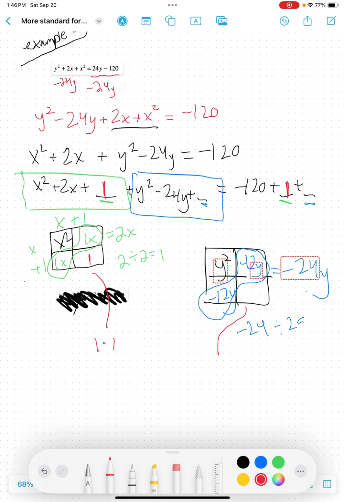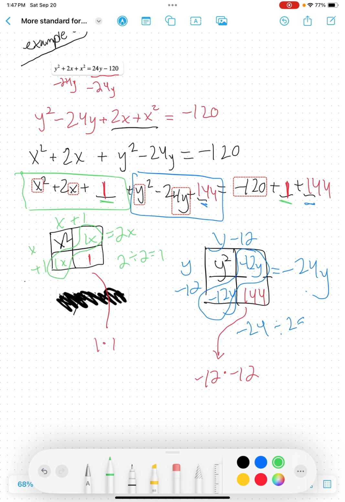And so to find out what I have to add to complete the square, I'm going to do negative 12 times negative 12, which is positive 144. And the sides of my box are y minus 12 and y minus 12. Okay, so my completing the square number was 144, so I have to add that in over here.